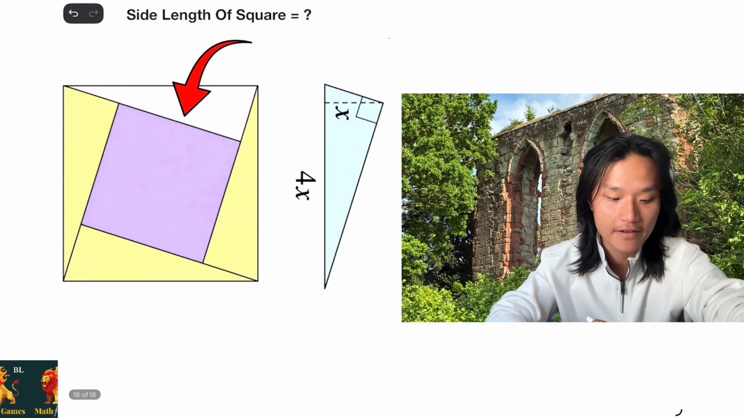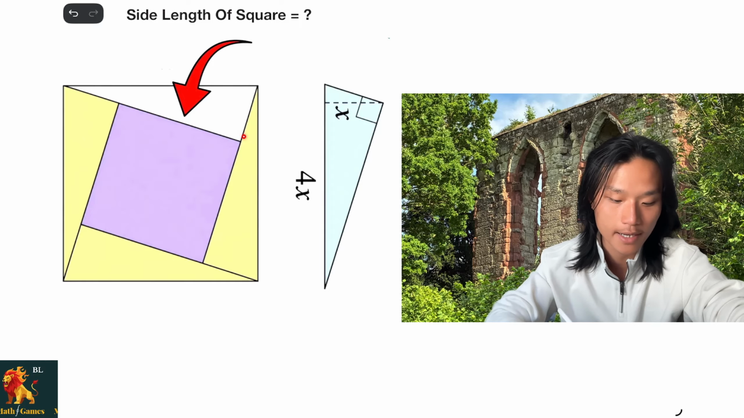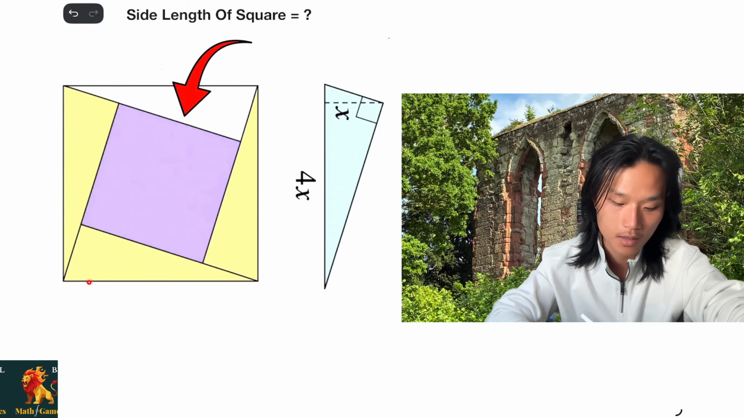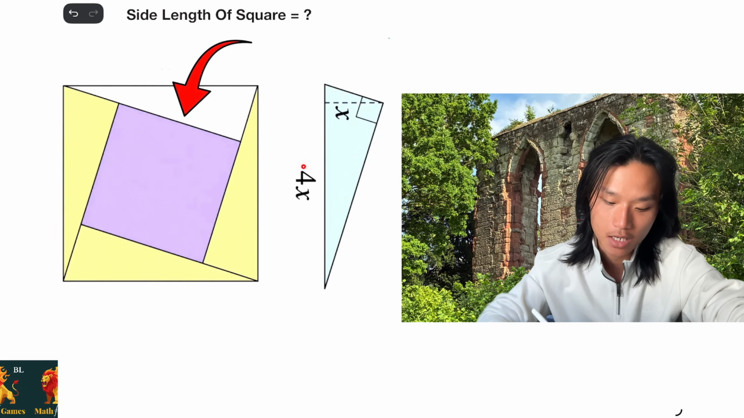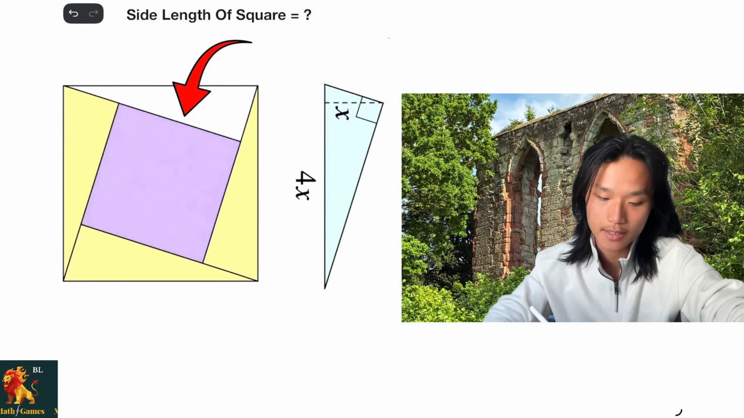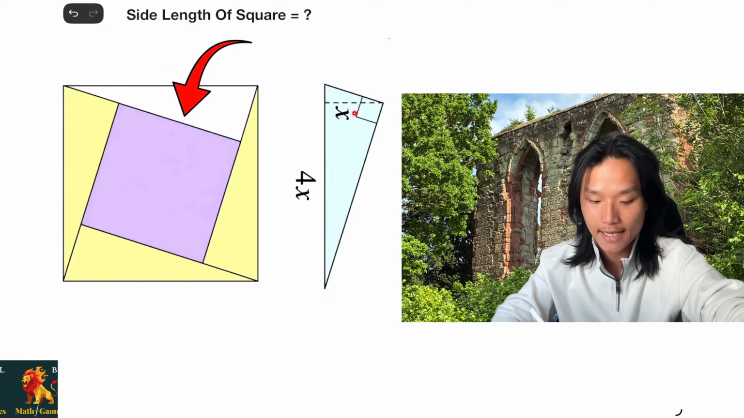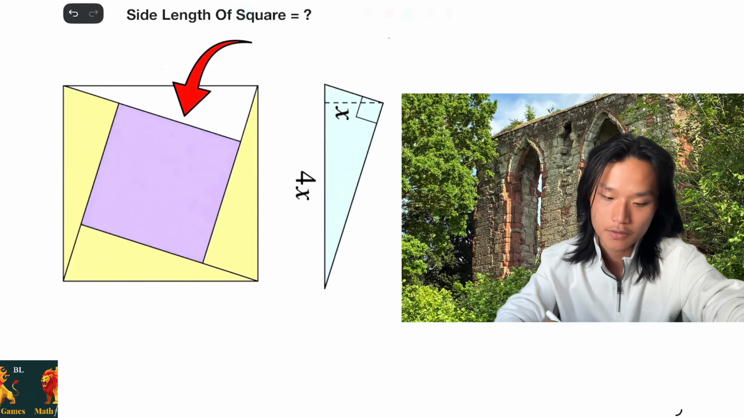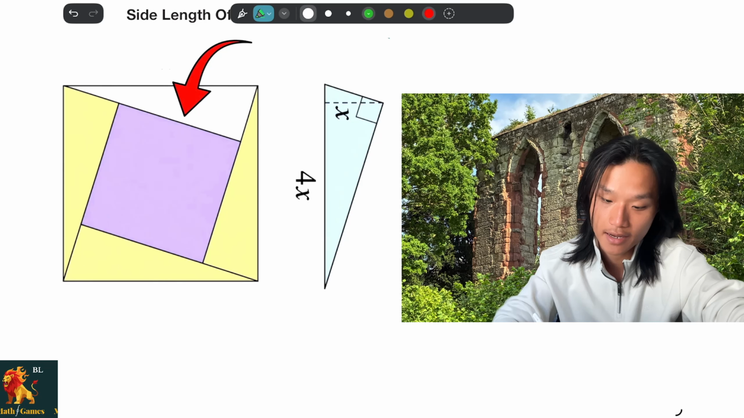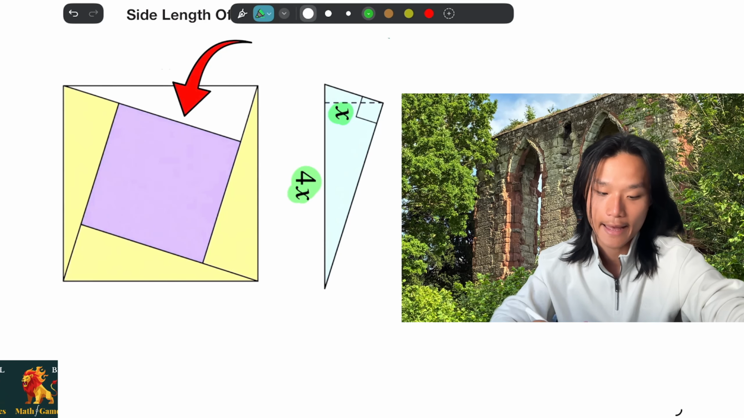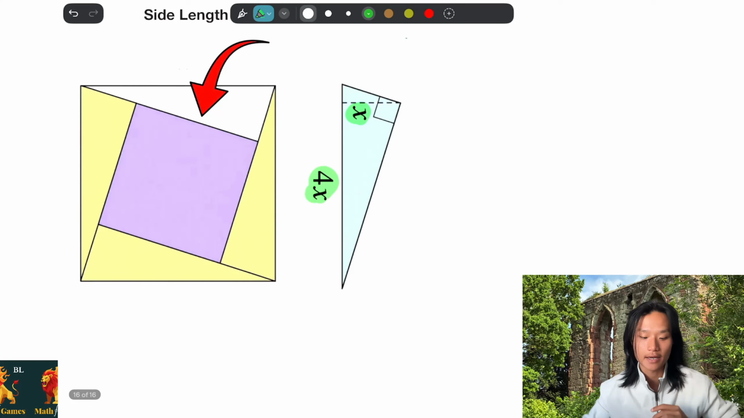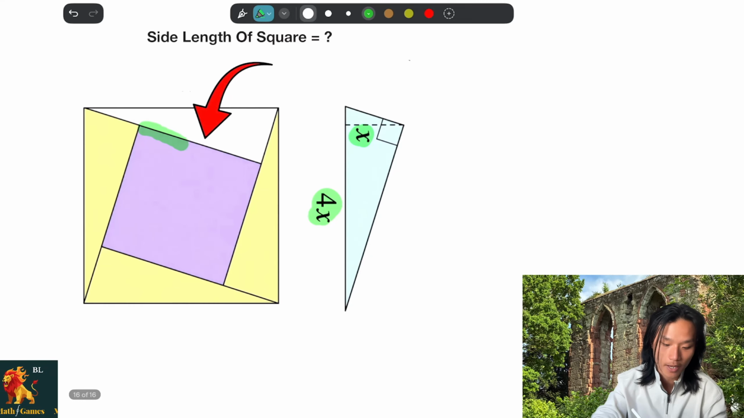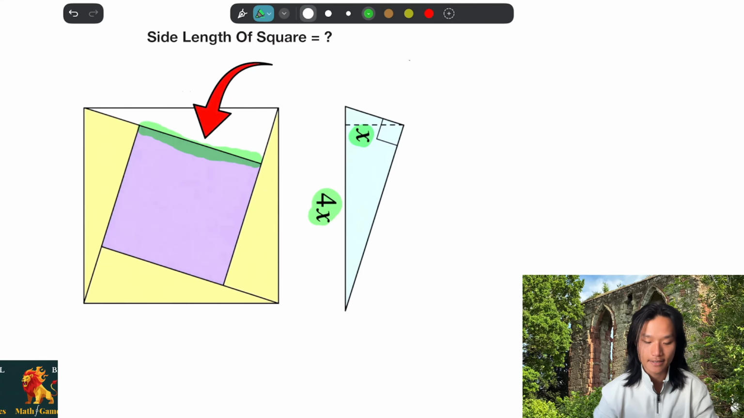So we have a square here, and inside the square there's another square, and the smallest square in the middle is surrounded by four right-angled triangles, where the base of the right-angled triangles is 4x, and its height is x. So notice that the lengths here are in terms of x, and our job is to find the side length of the square in terms of x as well.